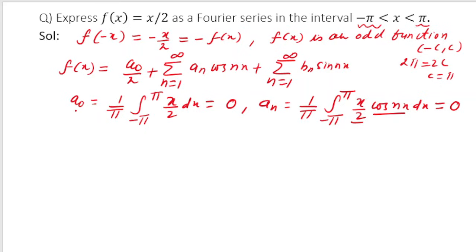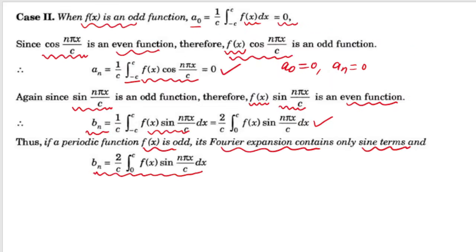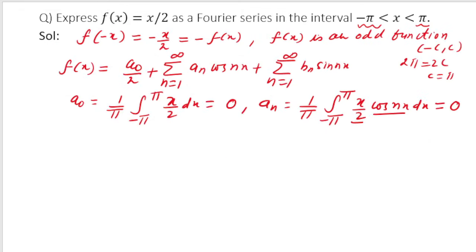So don't memorize that a naught and an will become 0. If you can memorize it, fine, but otherwise you can use this main idea also. So here, as I told you, if f of x is an odd function, a naught and an will be equal to 0. Now what we have to do is calculate bn.